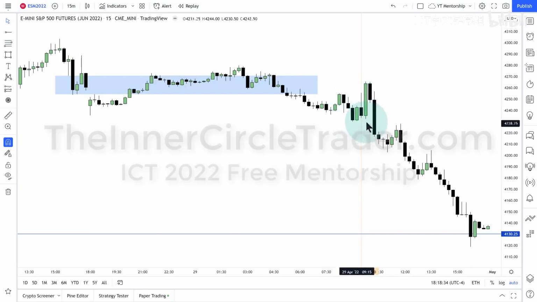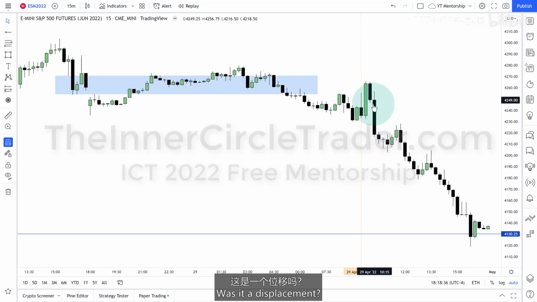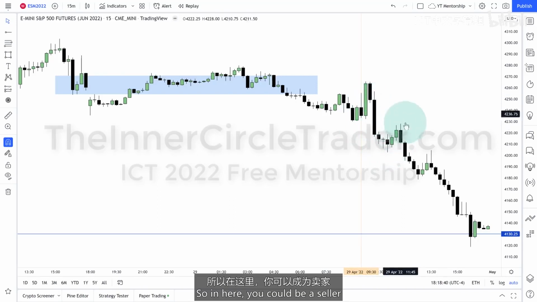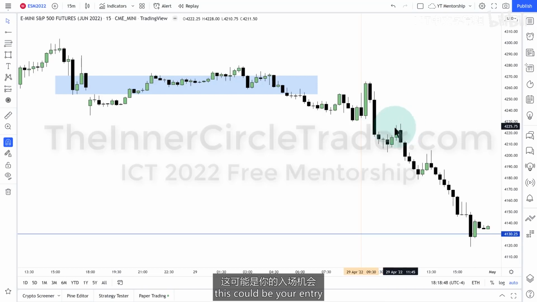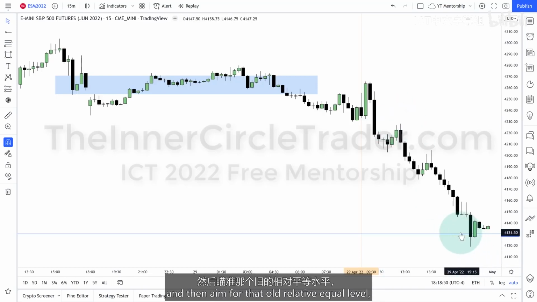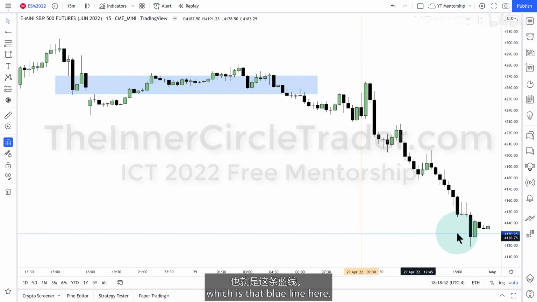Did it break below low? Yes. Was there displacement? Yes, it was energetic. Did we trade back up into it here? Yes. So in here, you could be a seller and get in sync with the run to try to get positioned for, if you are a swing trader or short-term trader, this could be your entry, and then aim for that old relative equal low, which is that blue line here.